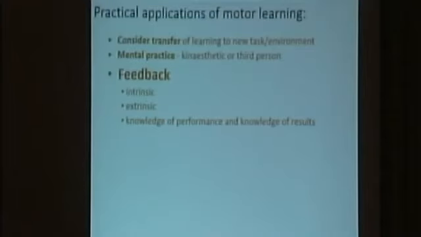That you don't actually have to physically practice something for motor learning to occur. You can do mental practice. Again, remember, this is not a lecture that I wrote for you guys. This is now in the public discourse about mental rehearsal. And the two forms of mental practice, kinesthetic or third person. Kinesthetic or first person imagery is when I feel myself doing the movement in my mind. Third person mental practice is visual. I see myself.